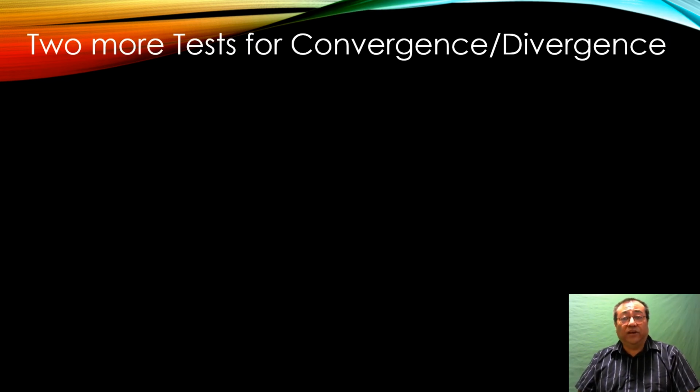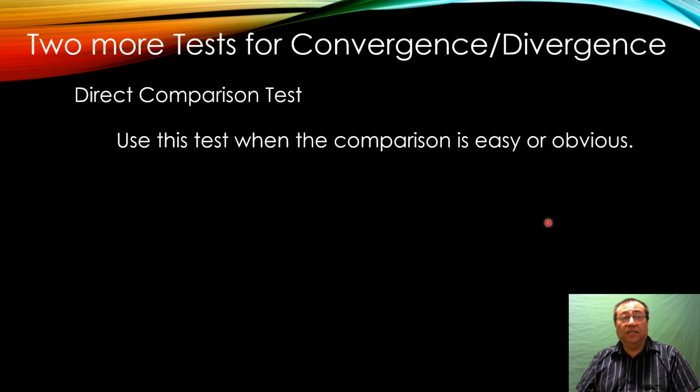So in this video, there were 2 more tests for convergence and divergence. Direct comparison test: use this test when the comparison is easy or obvious. You will only be required to use this test when the directions tell you to use it. Or they'll ask the question of, by the direct comparison test, can you say that this is convergent or divergent? And you can say whether it's true, false, it's not a good test, whatever.